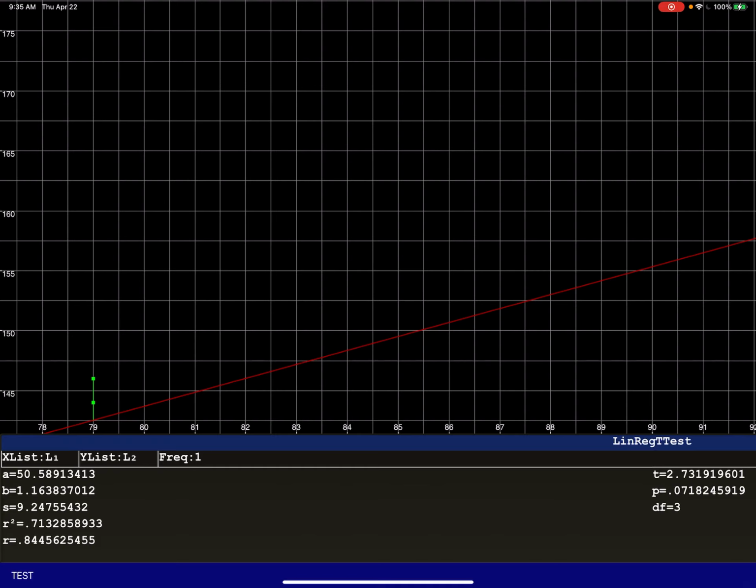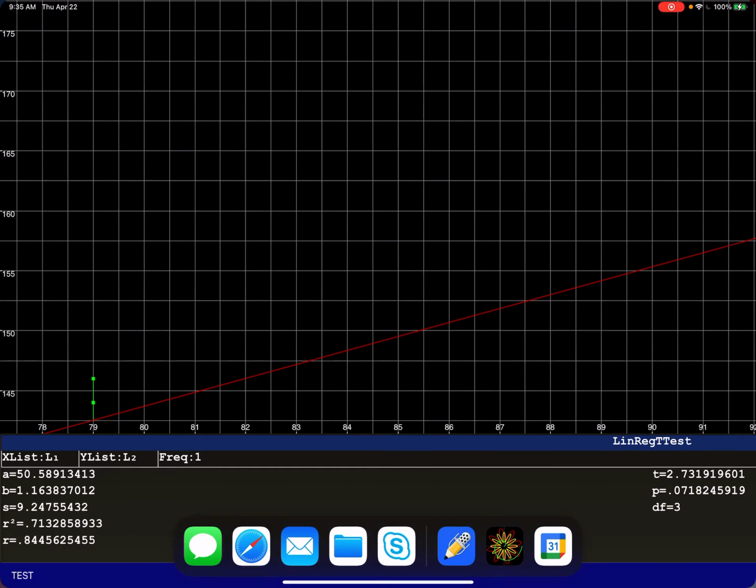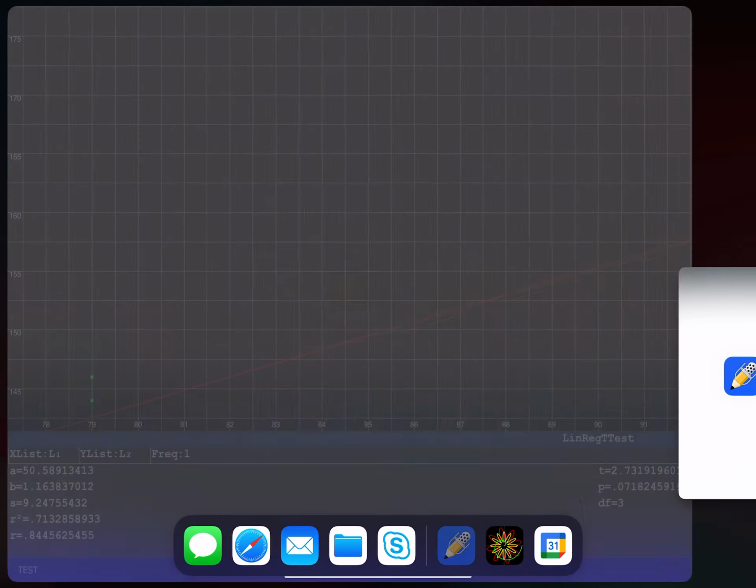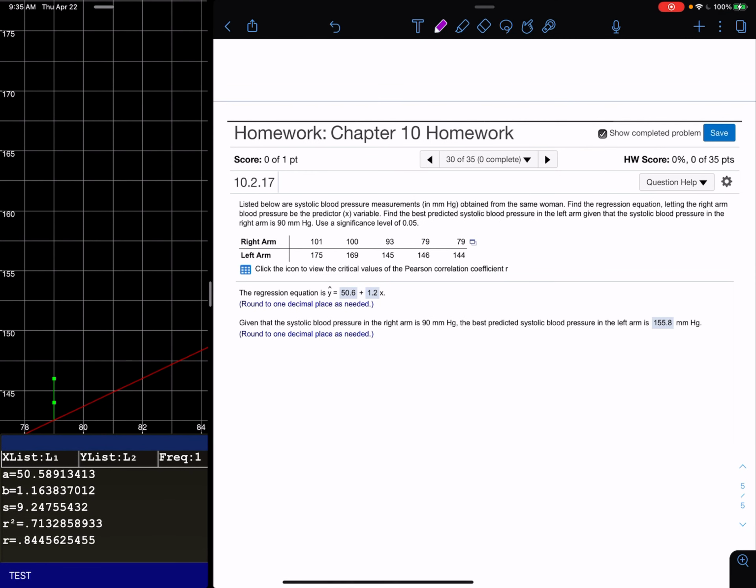When you do that, you'll get in our calculator y equals a plus bx. They'll tell you what test you did. They'll give you the test statistic, the p-value, the degrees of freedom, and then the a and the b values. So I have all that here as well, just in a slightly different order. If we look at where everything's coming from, the a value, that 50.589, is where this 50.6 came from for the equation. And that b value, 1.16, is where that 1.2 came from.